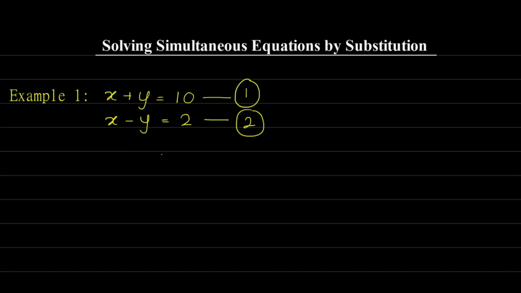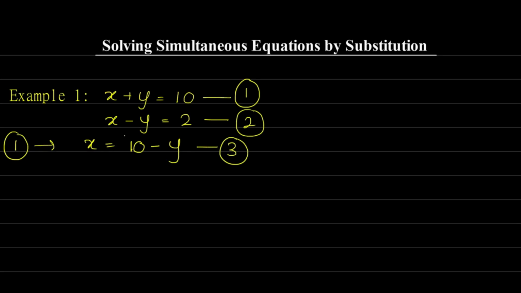Next, what we need to do in the substitution method is to take one of the equations and subject one of the variables. Normally we choose the equation where it's easiest to subject one of the variables. Here both equations are similarly easy, and therefore we'll choose equation 1, and equation 1 can then be rearranged as x equals 10 minus y. And that new equation I'm going to call equation 3.